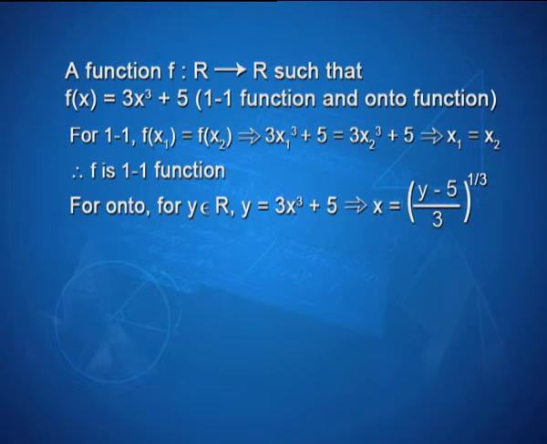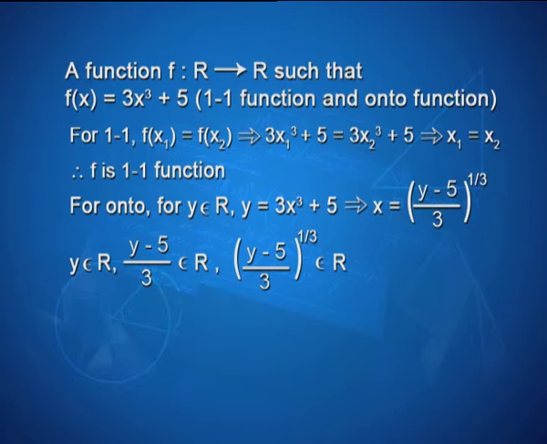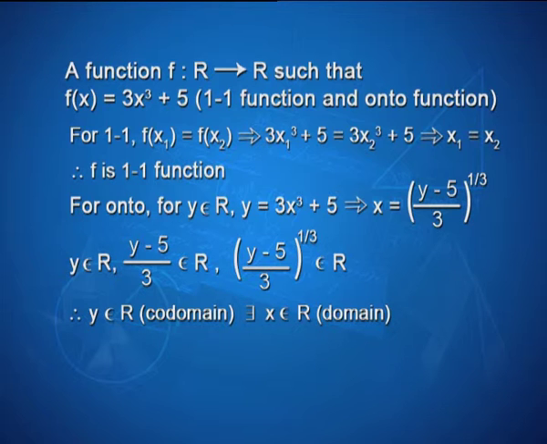For onto function, let y belong to R. y can be written as y equal to 3x cube plus 5. x cube can be written as (y minus 5) by 3, and x is equal to ((y minus 5) by 3) to the whole power 1 by 3. Let y belong to R, which is the set of real numbers. (y minus 5) by 3 is also a real number, and cube root of a real number is also real. Therefore, for y belonging to R codomain, there exists x belonging to R domain such that f of x equal to y. Therefore, f is onto function.